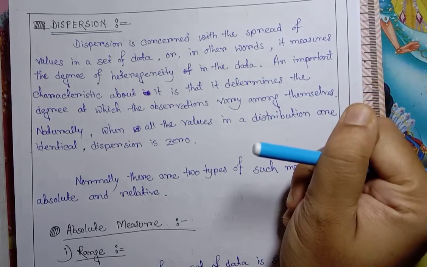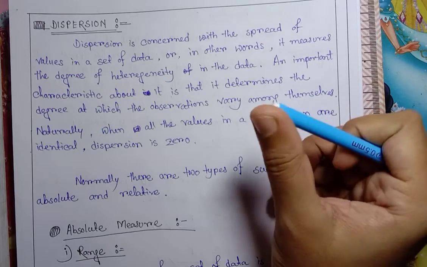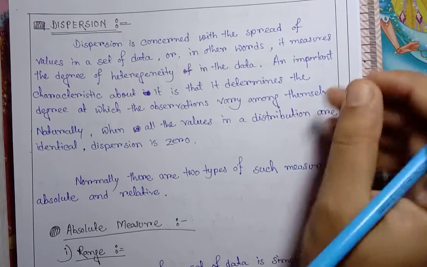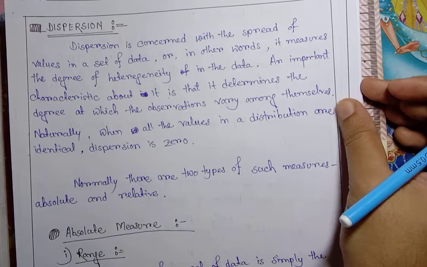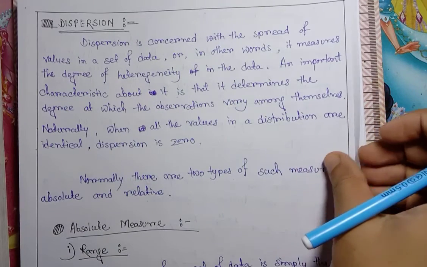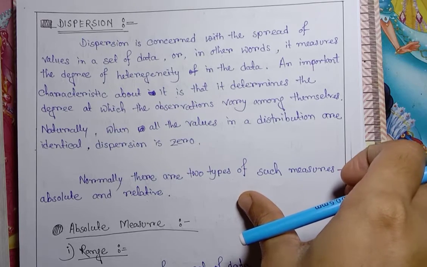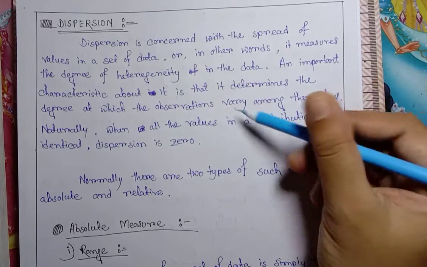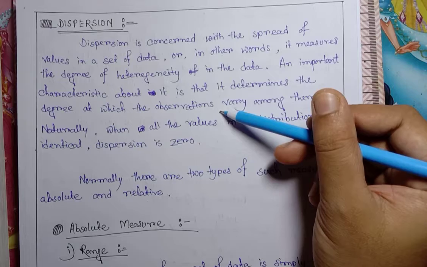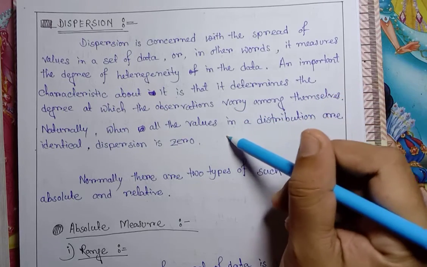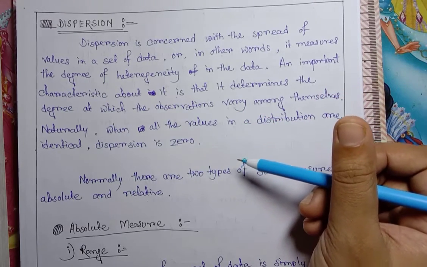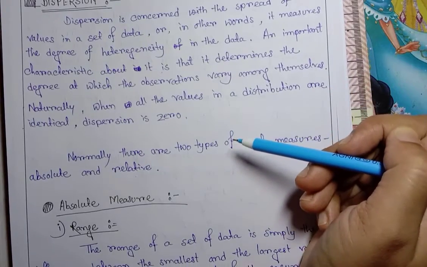Today we are going to discuss dispersion. Dispersion is concerned with the spread of values in a set of data, or in other words, it measures the degree of heterogeneity in the data. An important characteristic is that it determines the degree to which observations will vary among themselves. Naturally, when all the values in a distribution are identical, dispersion is zero.